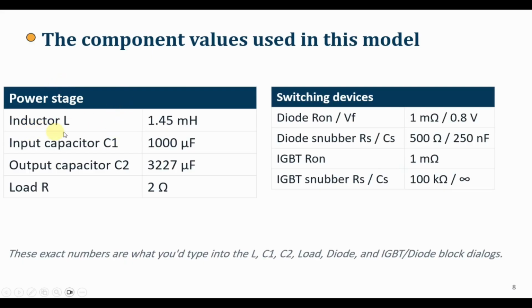The inductor value is 1.45 millihenries. The input capacitor is 1,000 microfarads. The output capacitor is 3,227 microfarads. The load resistance is 2 ohms. The diode and IGBT parameters are also specified to produce a realistic switching model.